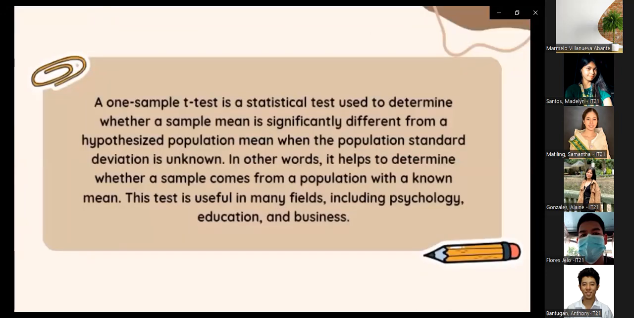One-sample t-test. A one-sample t-test is a statistical test used to determine whether a sample mean is significantly different from a hypothesized population mean when the population standard deviation is unknown. In other words, it helps to determine whether a sample comes from a population with a known mean. This test is useful in many fields, including psychology, education, and business.